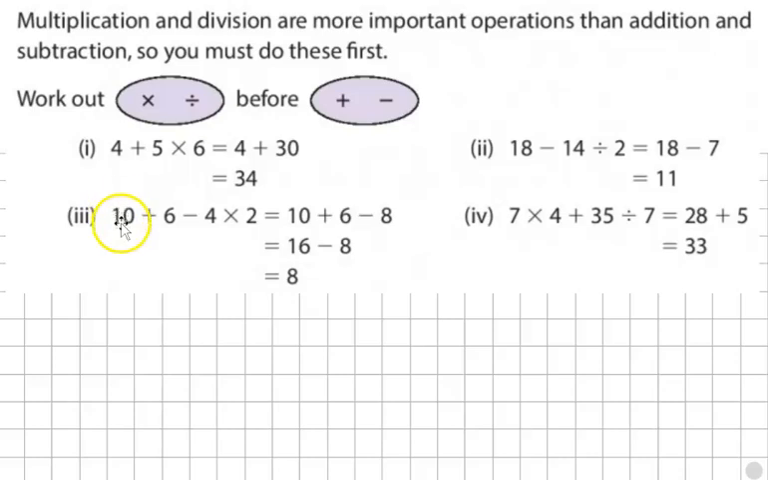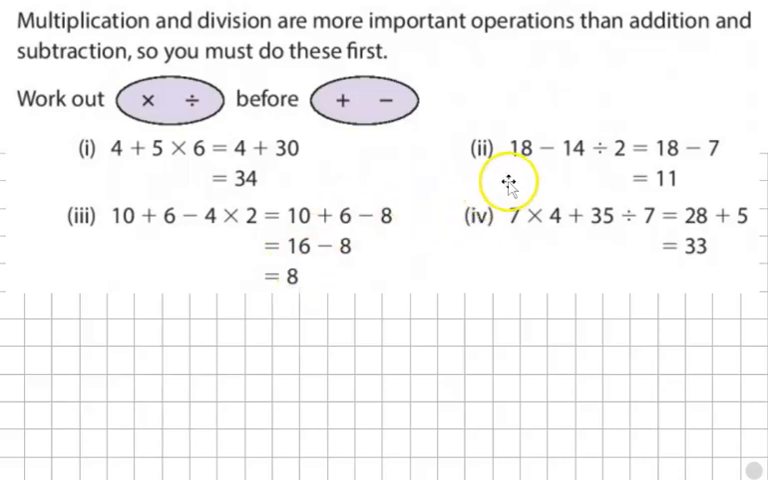In another example, if we have 10 plus 6 minus 4 times 2, we do the minus 4 times 2 first. So minus 4 times 2 is minus 8. So then we have 10 plus 6 minus 8. And then we do 10 plus 6, which is 16. And then 16 minus 8 is 8.